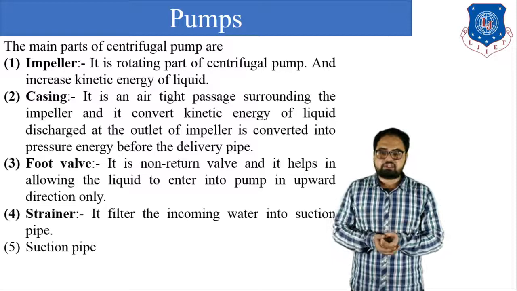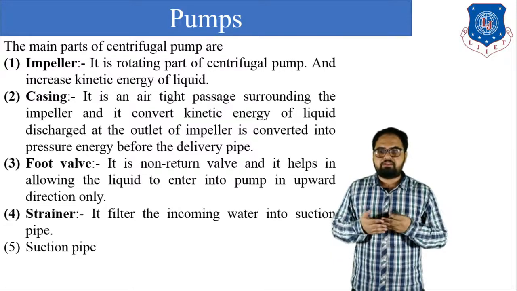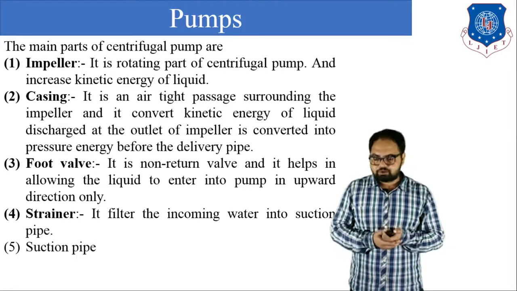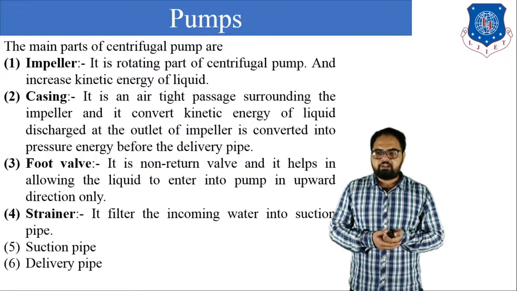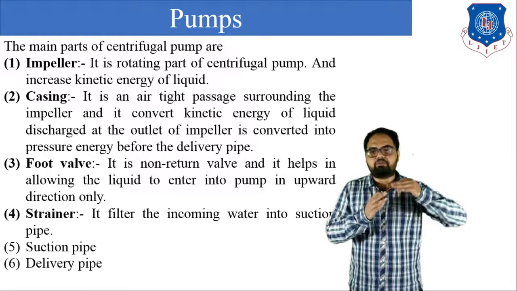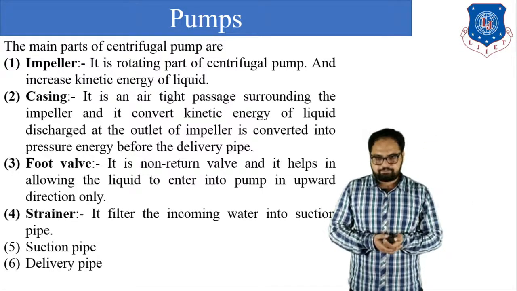We know the function of the suction pipe. It supplies the liquid from the sump to the pump when negative pressure is generated. And the sixth one is the delivery pipe. It discharges the liquid from the pump to the discharge tank.